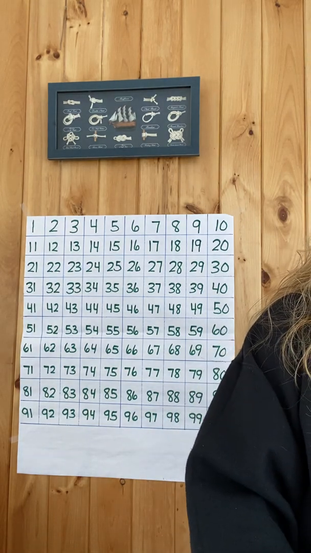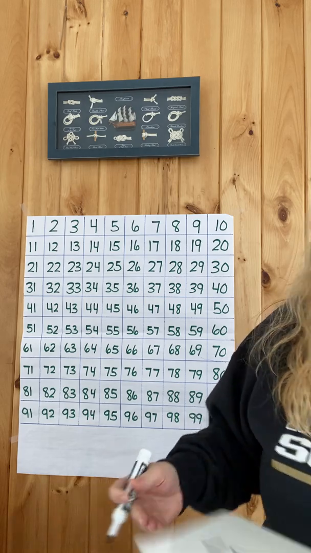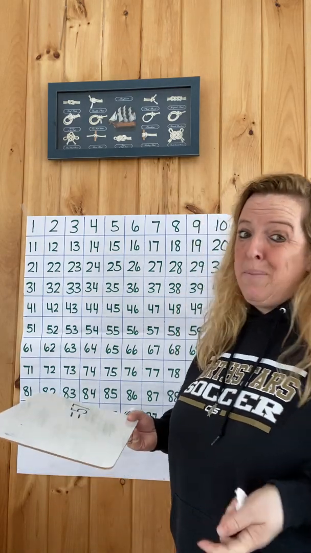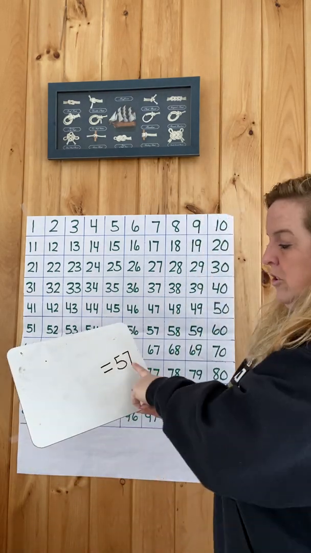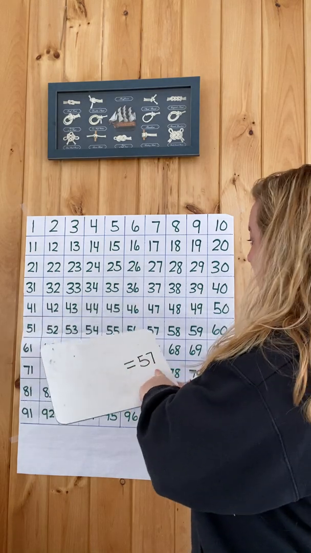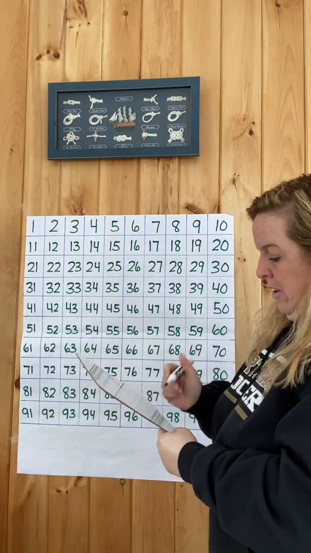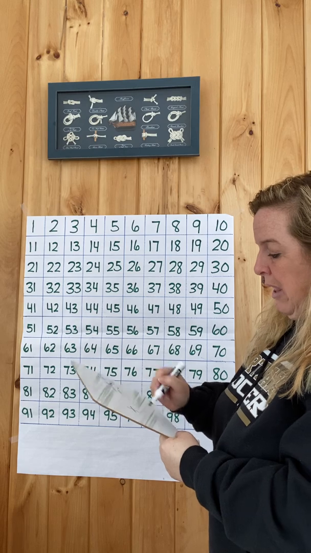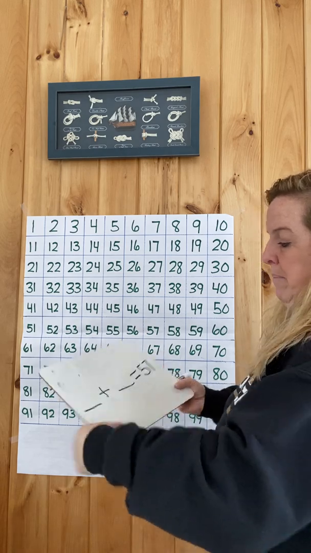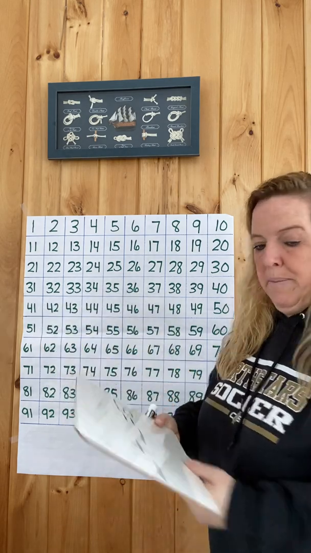All right. Did you get some? Let's see if some of the ones you came up with are some of the ones I have. So we're going to do our equation. We want it to equal 57. So it's going to be something plus something because we said it's a sum. So we know it's an addition problem.